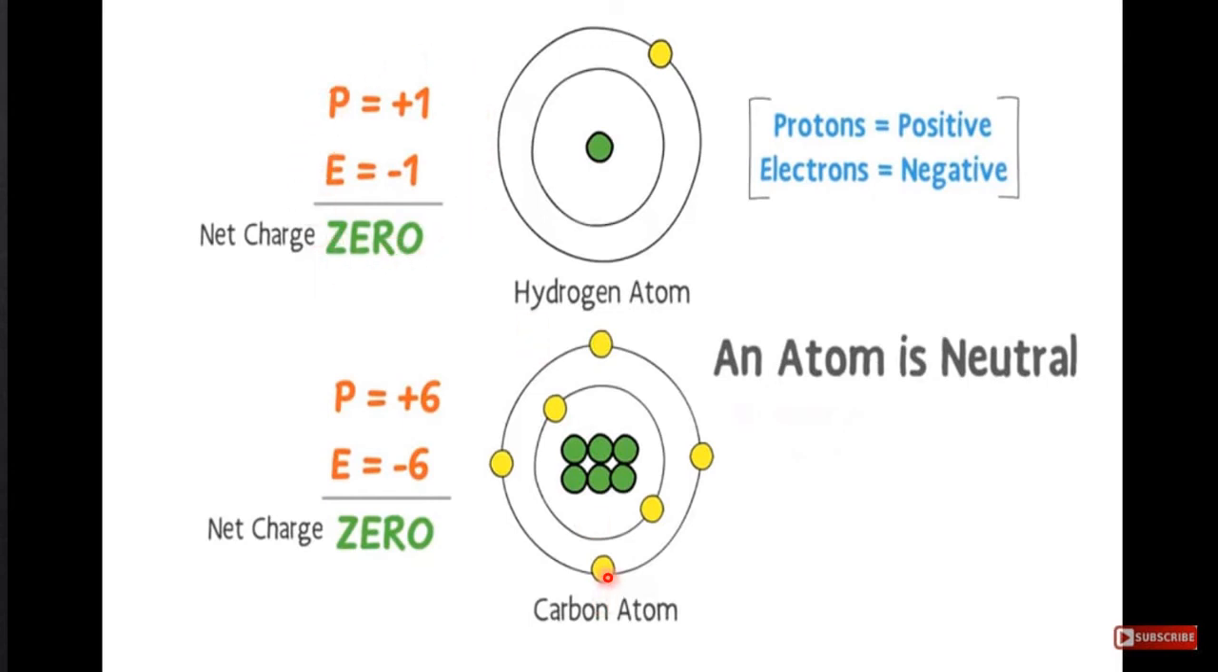In a carbon atom, as you have seen, the positive charge is 6, the number of protons, and the negative charge from the electrons is -6. So the net charge is 0. It means the number of protons and electrons in an atom is equal, so the atom is a neutral particle.